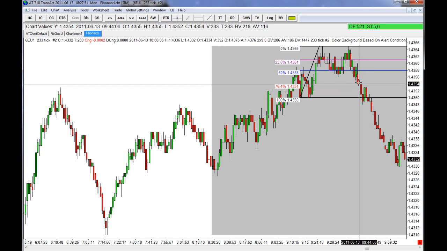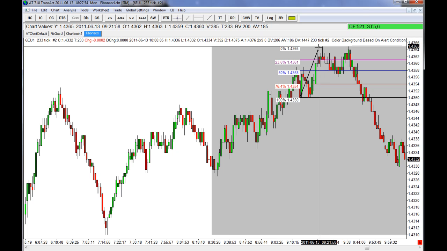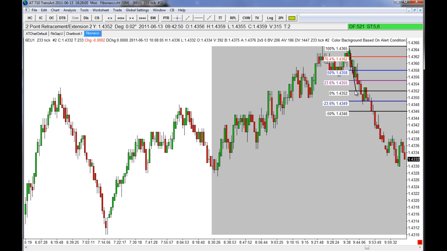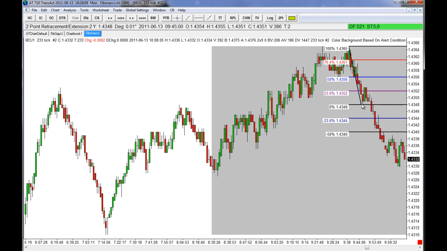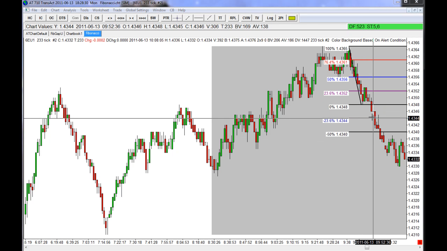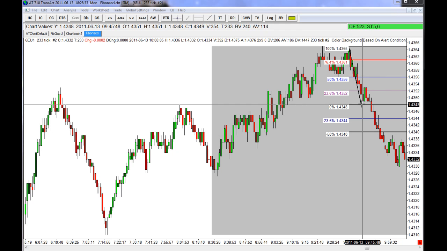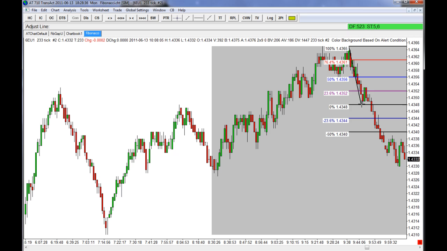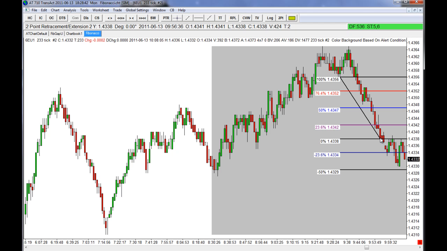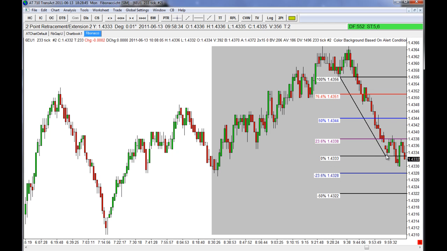Then price breaks through the 76.4% line. Okay, so you draw a new fib here, goes to negative 23.6 and back to 0. So we draw another fib down, we move the 0% line to here. Okay, then price breaks the negative 23.6 level, breaks negative 50. So we draw an extended price fib from this previous low to the most recent low, which would have been here.